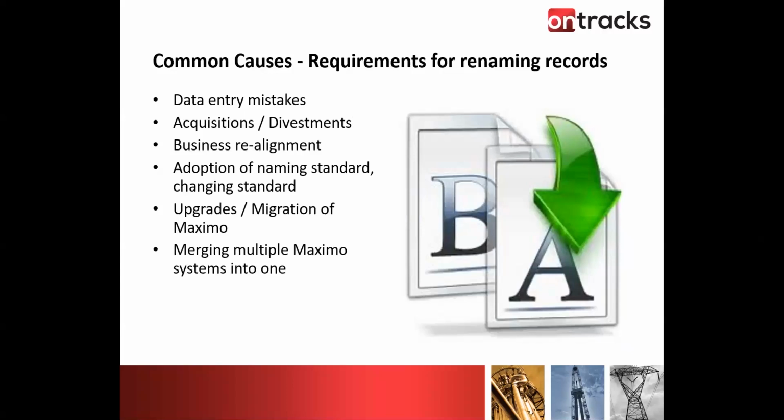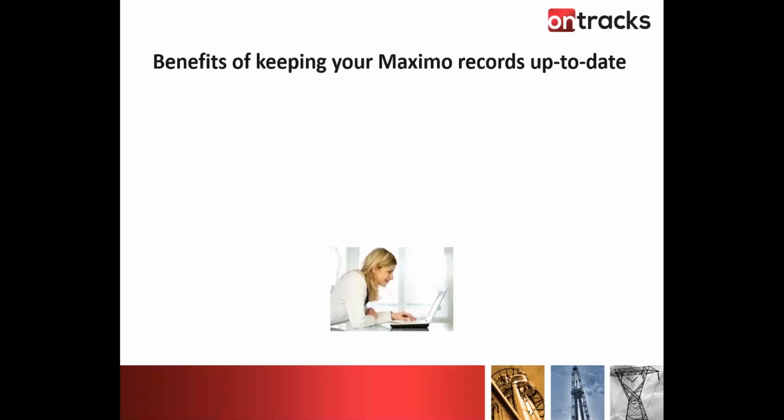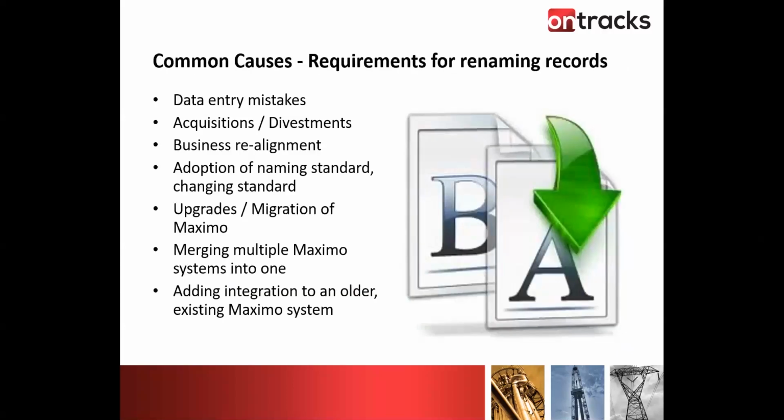But if you have different Maximo systems that exist within the organization and you want to merge them into a single one, and you want to at that time adopt a single location hierarchy or asset hierarchy or item master or a company master. Adding integration to an older existing Maximo system, or integration in general, is a common cause for having to rename records within Maximo.